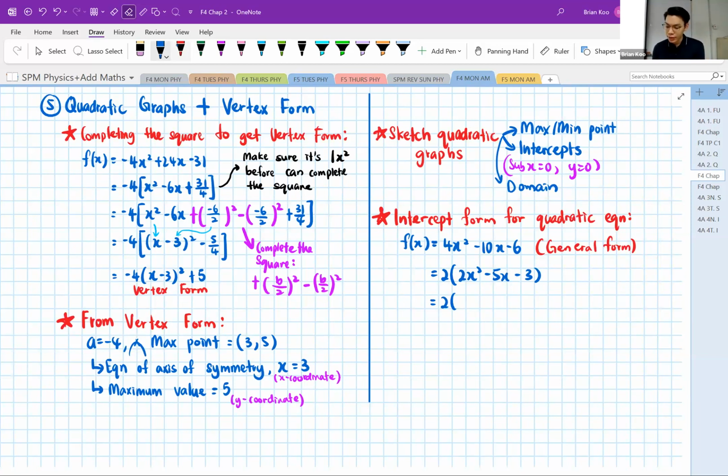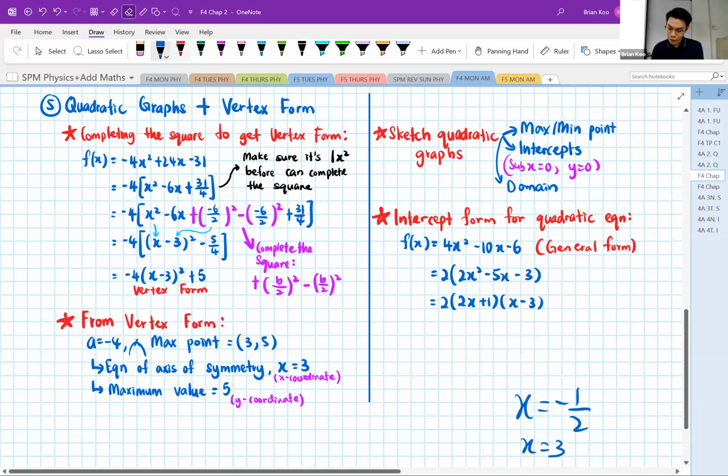Then let's type in the calculator. We factorize this in the calculator. I get x minus 3 and, sorry, I write the second one first, 2x plus 1 and x minus 3. The calculator gives you this and this: x minus 3 and 2x plus 1.